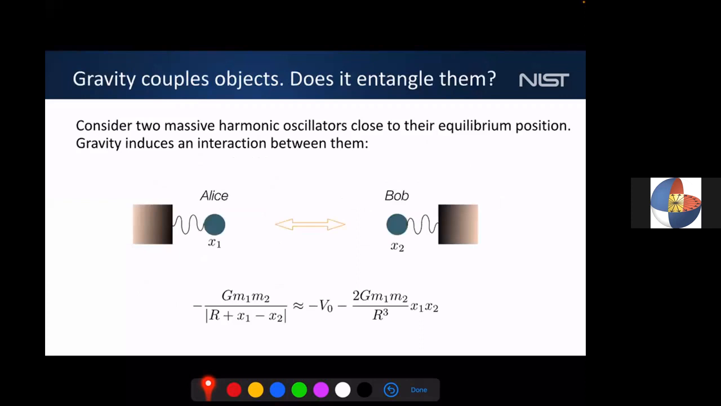I want you to imagine I have two harmonic oscillators, one controlled here by Alice, one here by Bob. Each of these behaves locally, quantum mechanically, and we have an induced gravitational interaction between them. So for small displacements from the equilibrium position, we write the gravitational interaction in a multipolar expansion. This prefactor here is that zeta parameter squared times the mass times x1, x2, where these are, again, the small displacements, right? So you could try and entangle these two harmonic oscillators via this interaction.